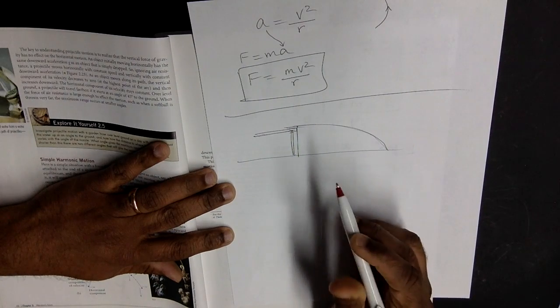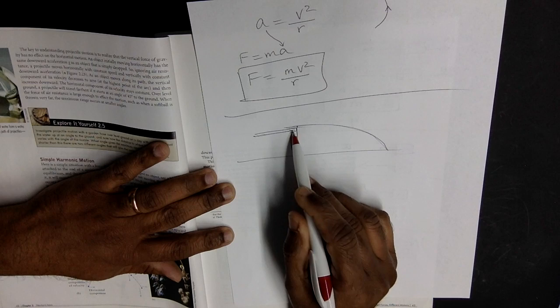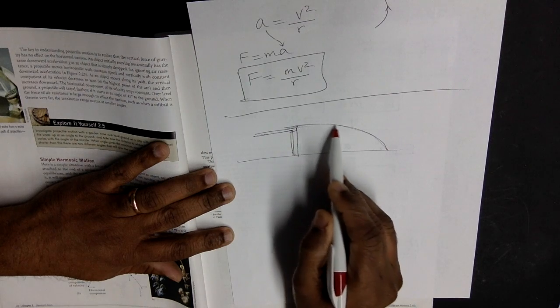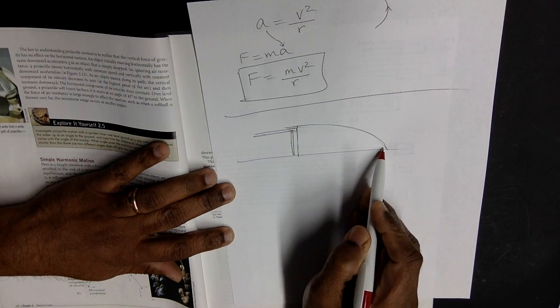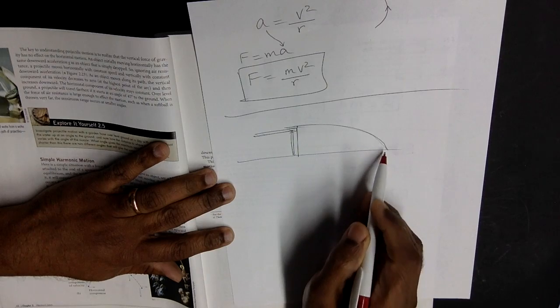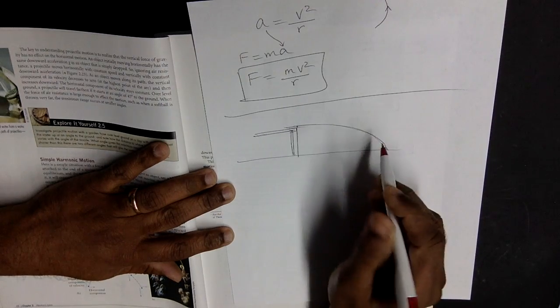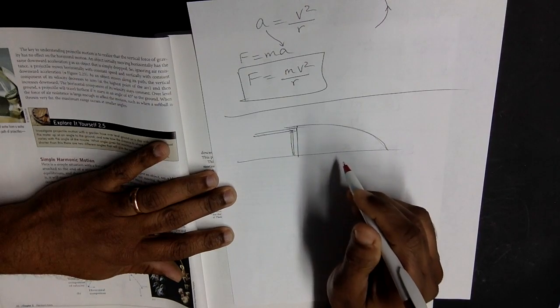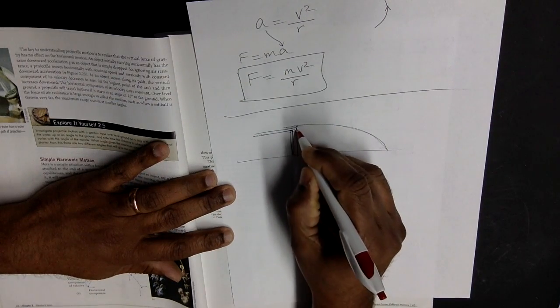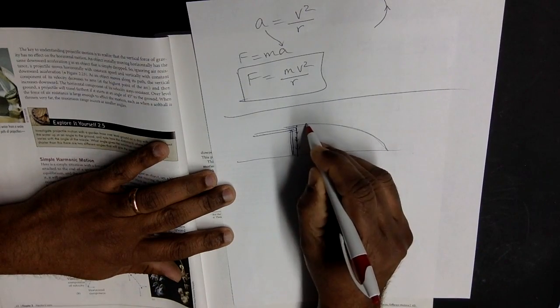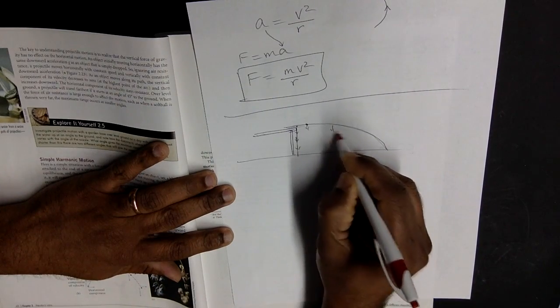If you said this one takes more time to fall, then you're not right. And if you said this one takes more time to fall, then you're not right also. So what's the answer? The answer is they both take the same time. The reason? What is pulling this object down is gravity. Same way, this is also being pulled down by gravity.